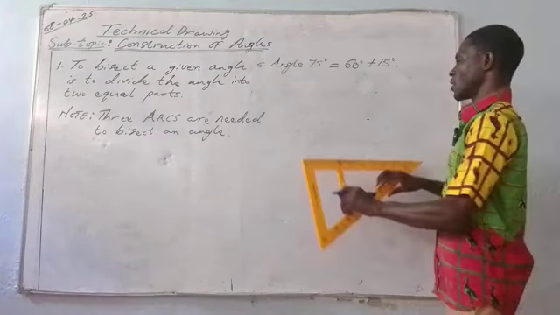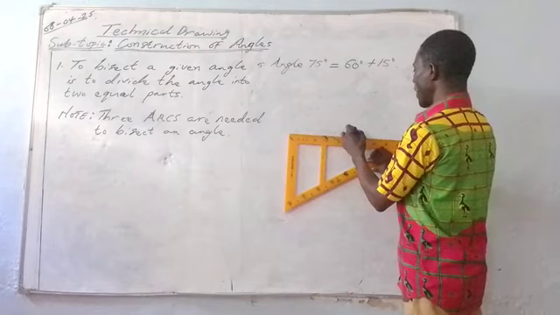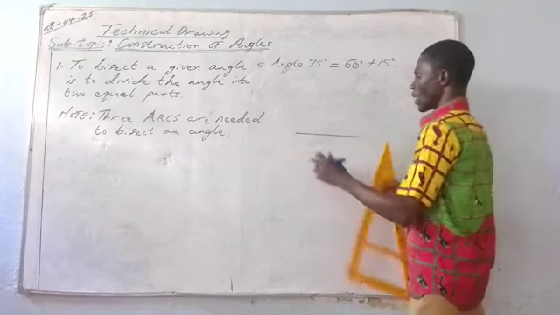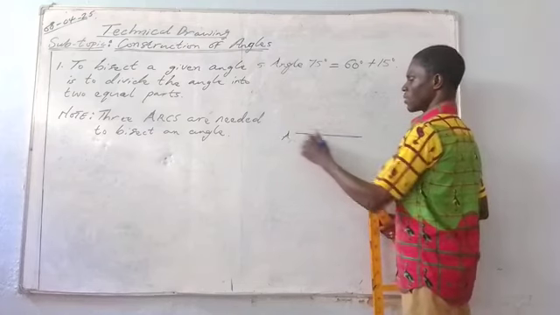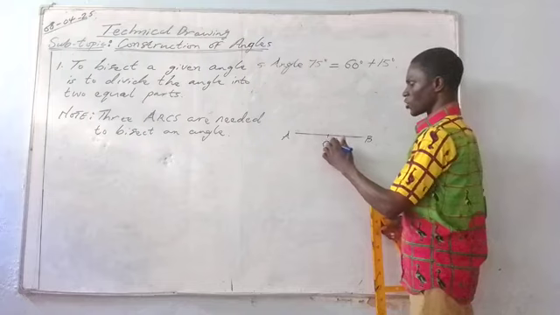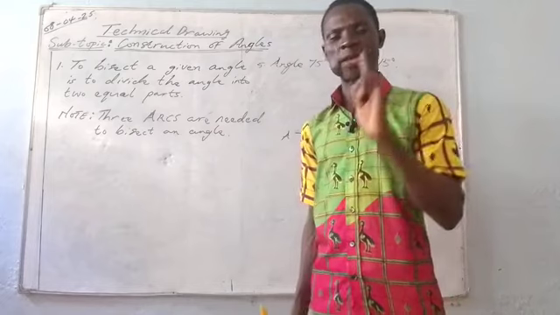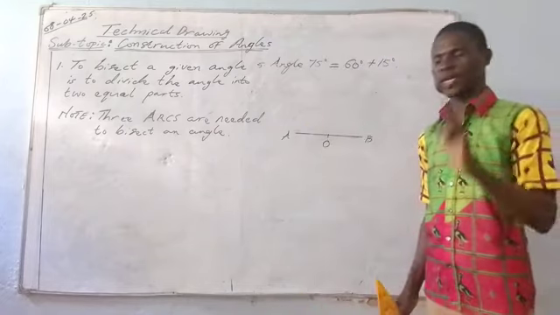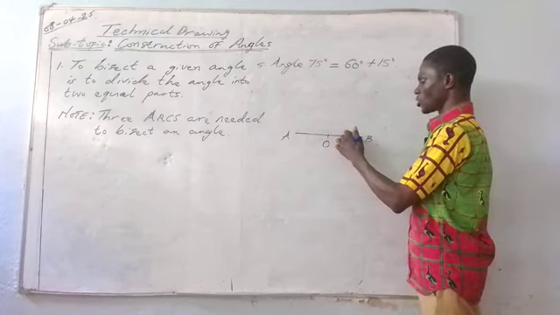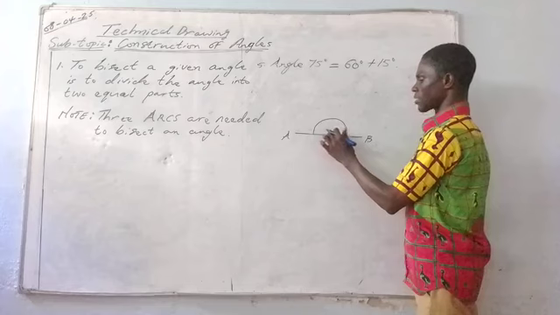And how do we do that? So what we have to do now, just follow my instruction. Draw a horizontal line like this. At this point we have point A, this point we have point B, and at the midpoint here we have point O. So the first thing that we have to do is to construct a semicircle, which is 180. So putting the pinpoint of the compass here, we draw a semicircle like this. Okay, so we have this semicircle.